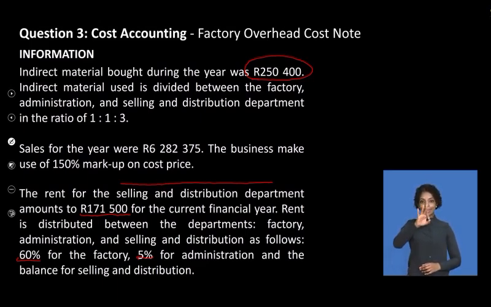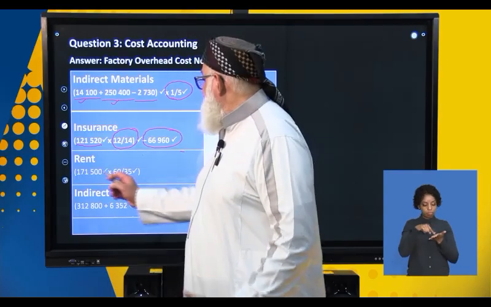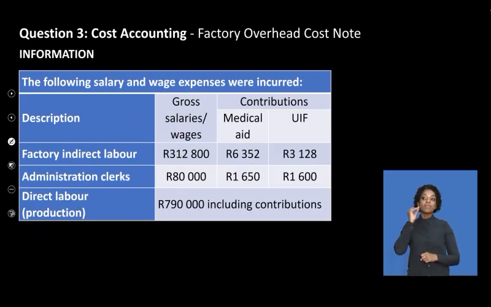How do we get that? 100 minus 60 minus your 5. And clearly you can see now in my calculation, I take the 171,500 times 60 over the 35, to give me my figure, which is my 294,000 for my factory rent. And then the last one was my indirect labor. Based on the information that I have, I'm told that factory indirect labor is made up of the gross wage or salary, which is your 312,800, but you also had contributions.